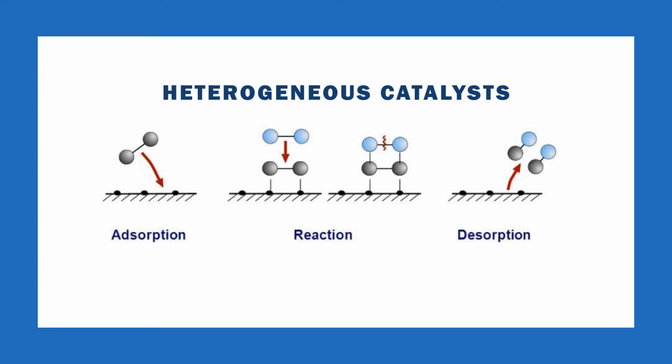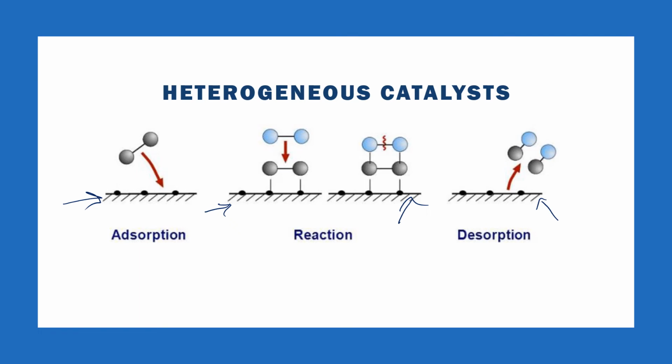Another type of catalyst is a heterogeneous catalyst. Heterogeneous means that they're not the same state typically. So you might have a solid catalyst and an aqueous or a gaseous reactant. And so this part here is the catalyst. This is how catalytic converters work in your car.